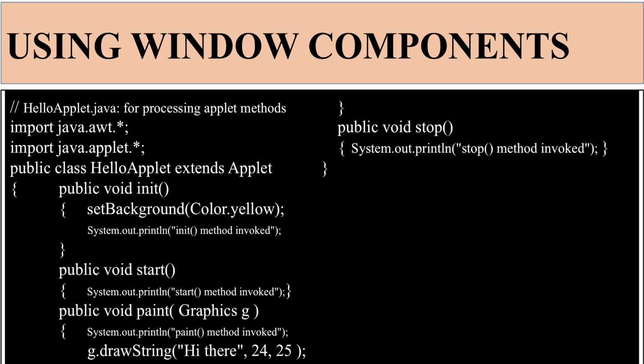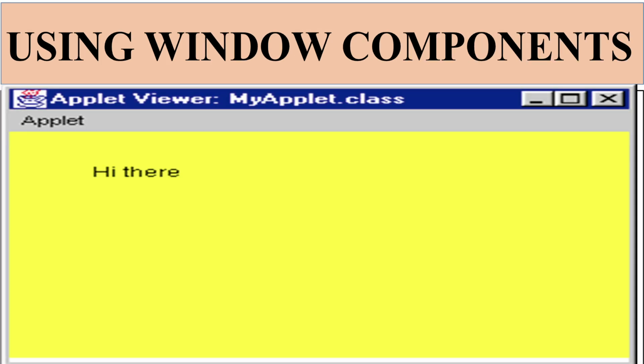And finally, we have the public void stop function, and here you can see System.out.println("stop method invoked"). So this message is under the stop method, under the window component. You can see the output here: the background is yellow, and "Hi there" is the message displayed over this screen. By this g.drawString method, we are printing "Hi there" at the 24, 25 coordinate by the public void paint method.